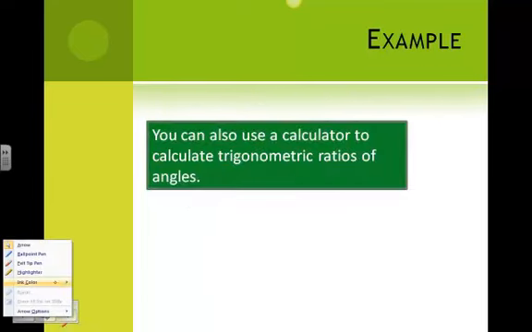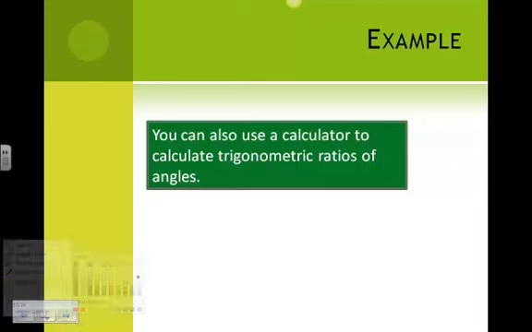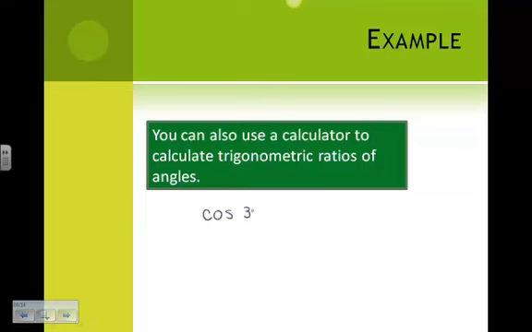Okay, you can also use a calculator to find trigonometric ratios of angles. So on the previous slide, we did the cosine of 30 degrees, and we got that that value was the square root of 3 over 2. So now we're going to look at how you can use a calculator to do that.